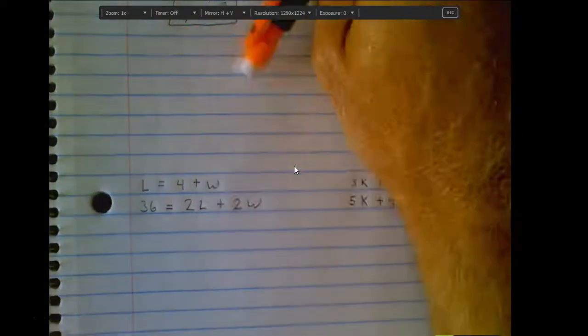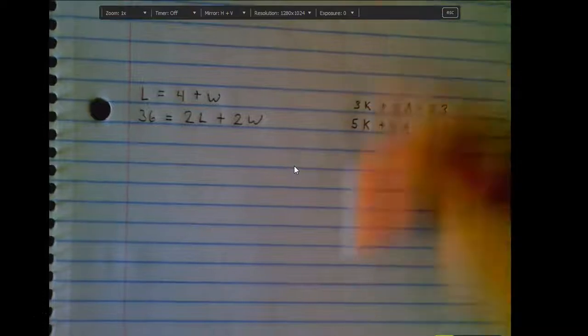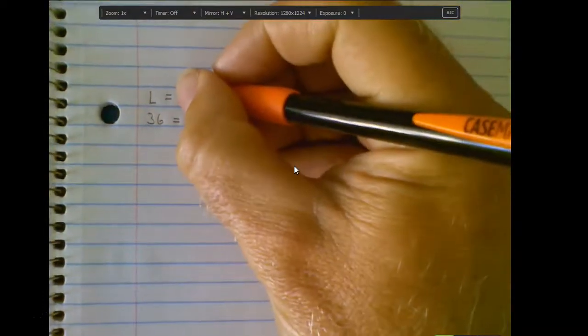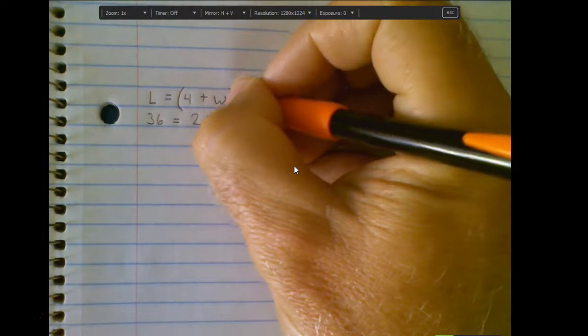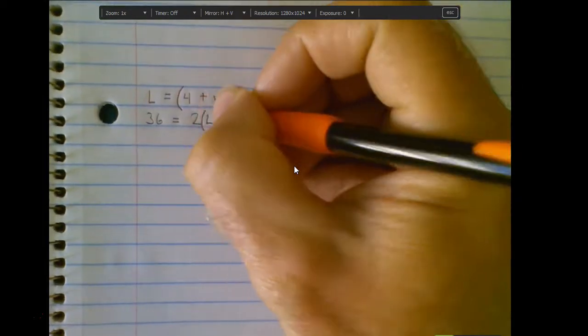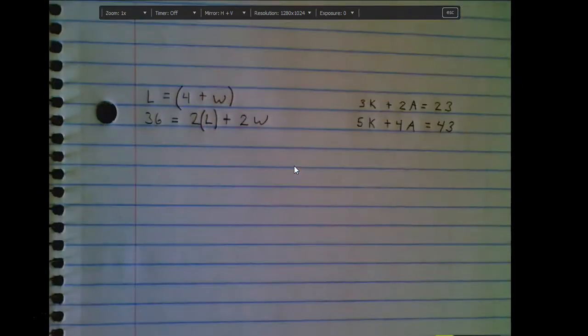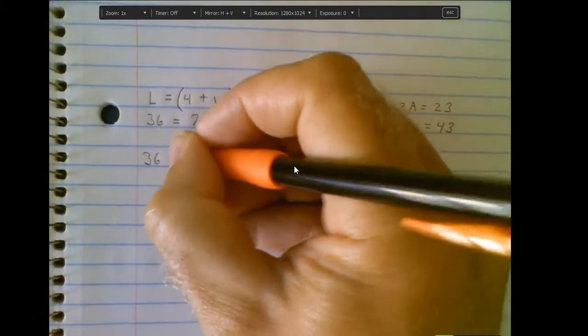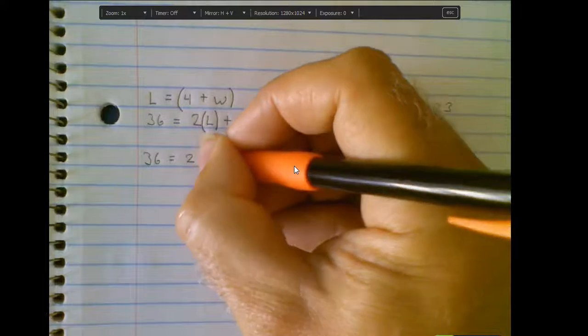So I wrote that one down. Let me line this up. So for that one, again, if I want to substitute, if I know that L equals 4 plus W, then I can just plug in the 4 plus W into my other equation for L. So that's going to go in right there. So let me rewrite my equation. But instead of L, I can now put 4 plus W.